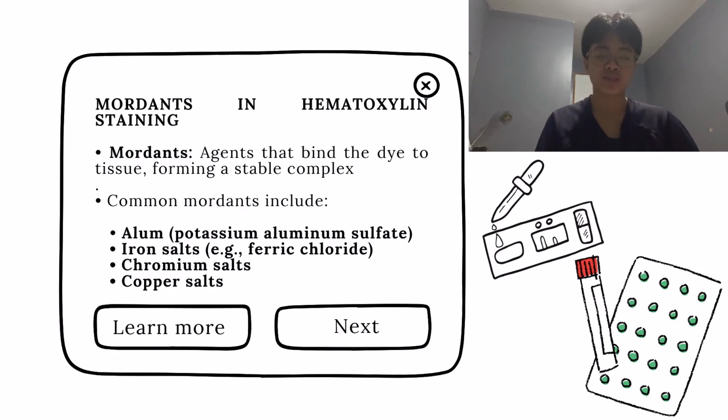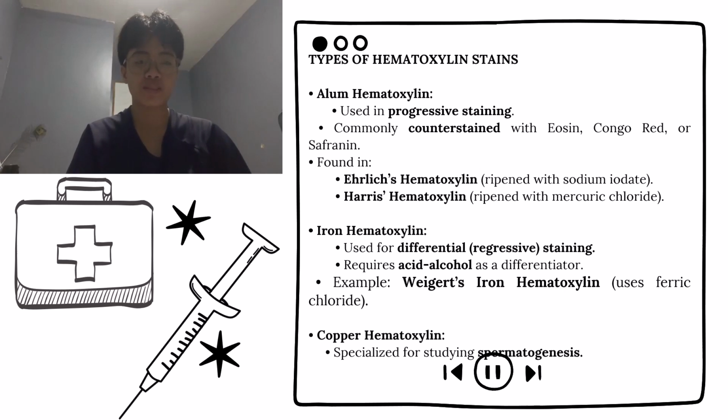Mordants in hematoxylin staining. Mordants are chemical agents that help the dye bind securely to tissue, forming a stable dye-tissue complex. Common mordants used with hematoxylin include alum or potassium aluminum sulfate, iron salts, an example is ferric chloride, chromium salts, and copper salts. Types of hematoxylin stains.